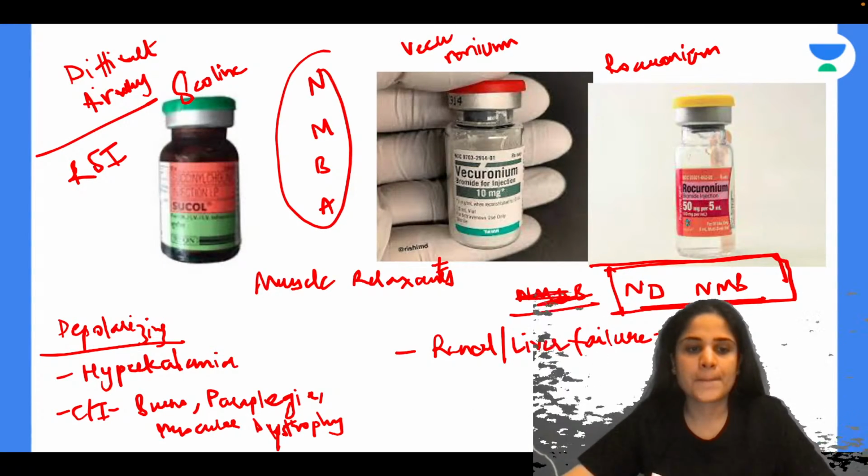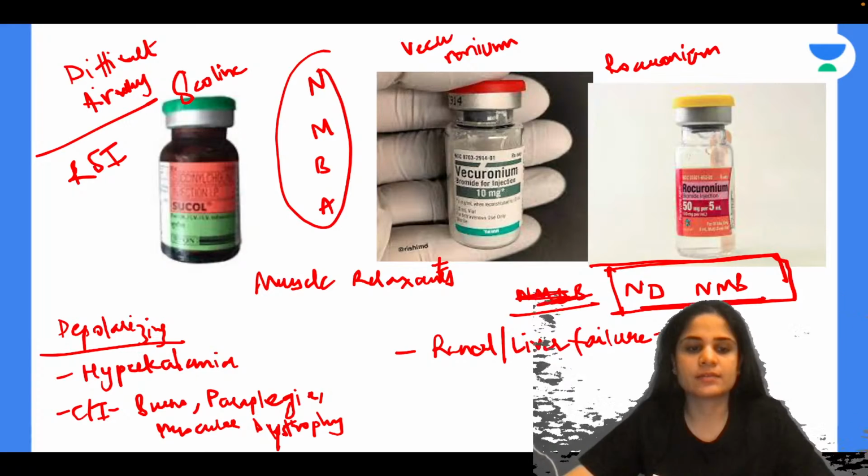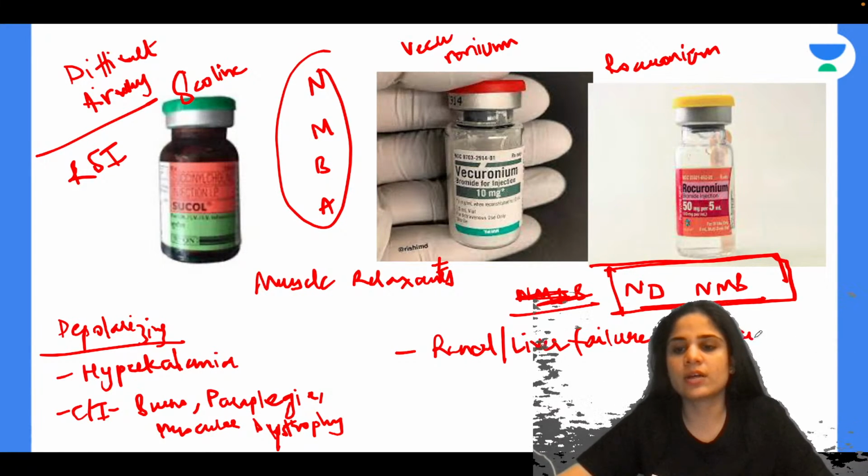No. This is a very commonly asked question, guys. You cannot go wrong in this. Very commonly asked and a very easy answer. Very good, Swapnil. So atracurium is the preferred agent whenever I have renal or liver failure.